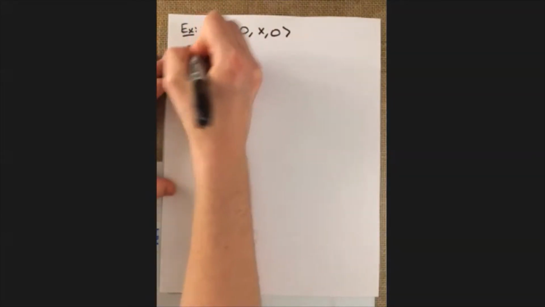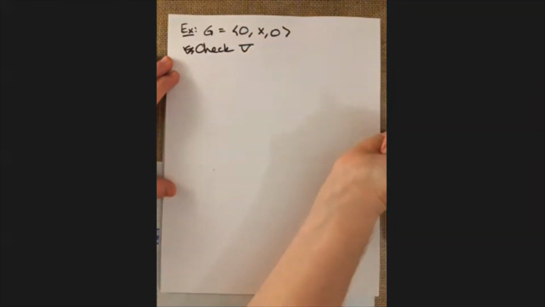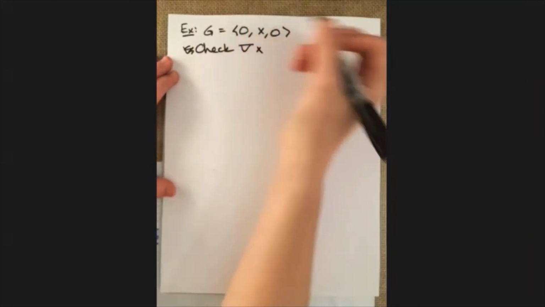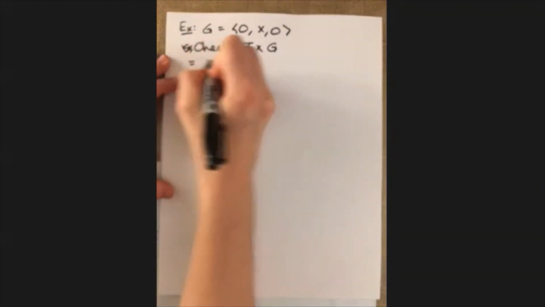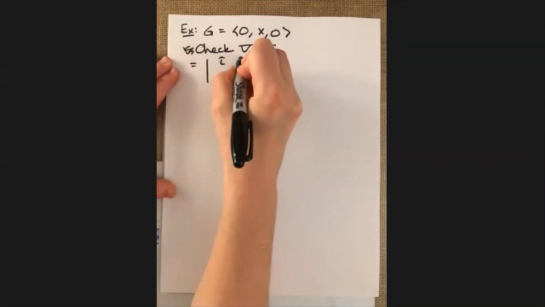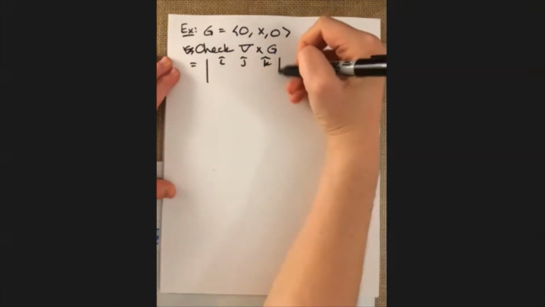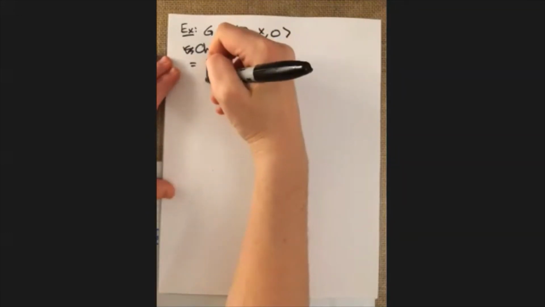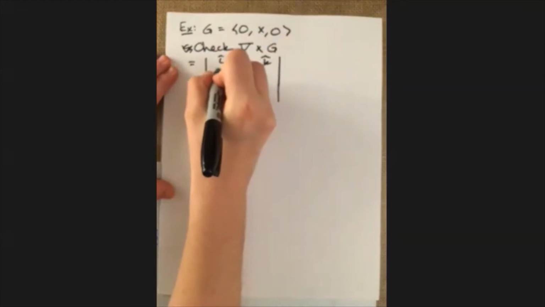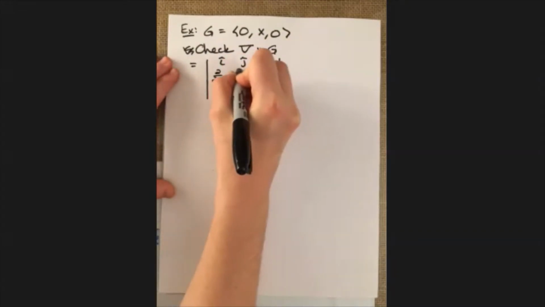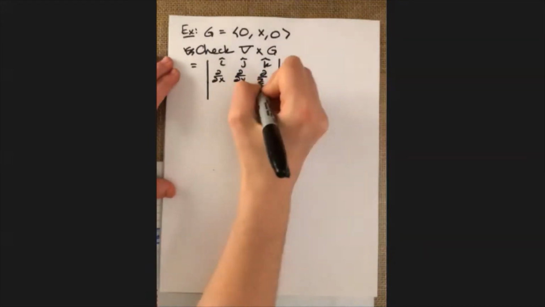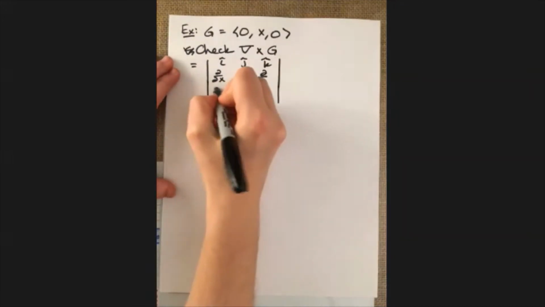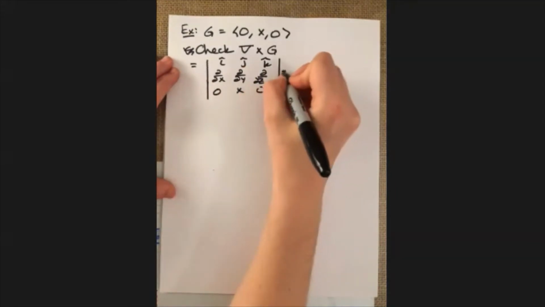Let's take a look. So to figure out if this is conservative, we check our gradient type operator crossed with G. And that's going to be equal to i hat, j hat, k hat, and then our partial with respect to x, partial with respect to y, partial with respect to z. And then we have 0, x, 0.